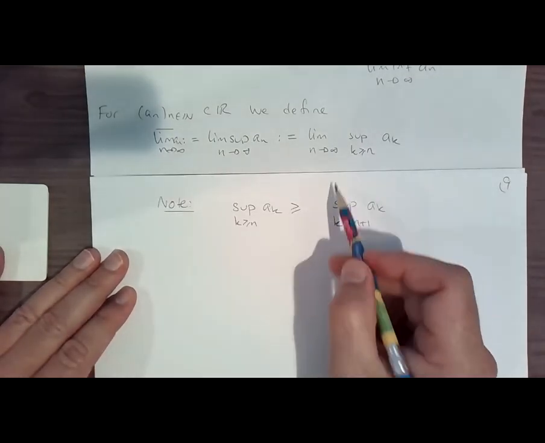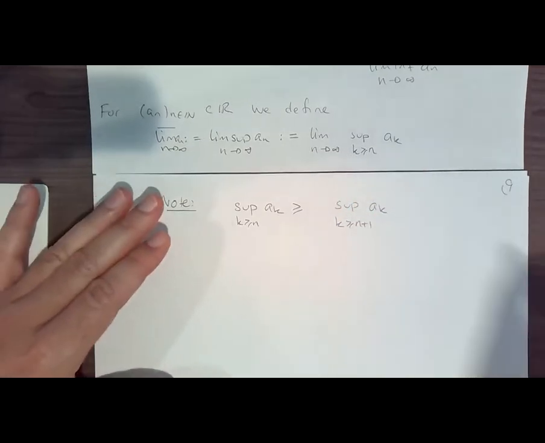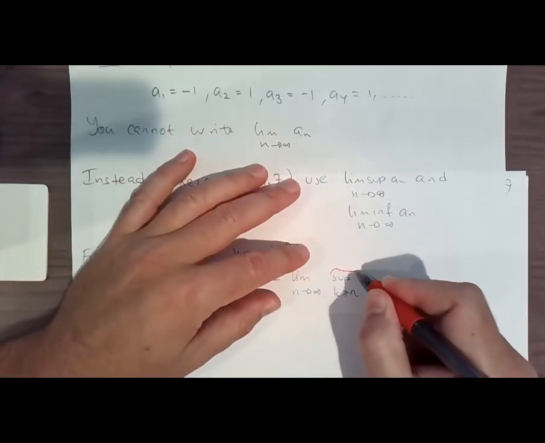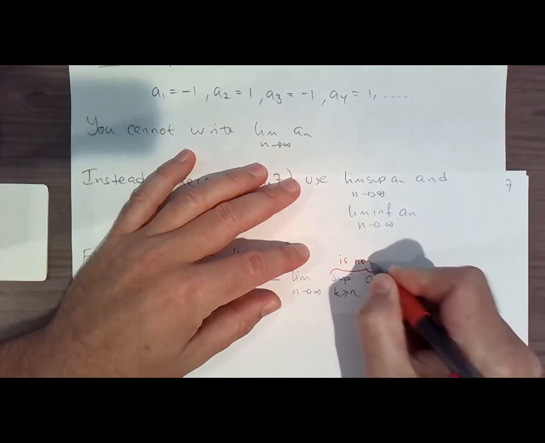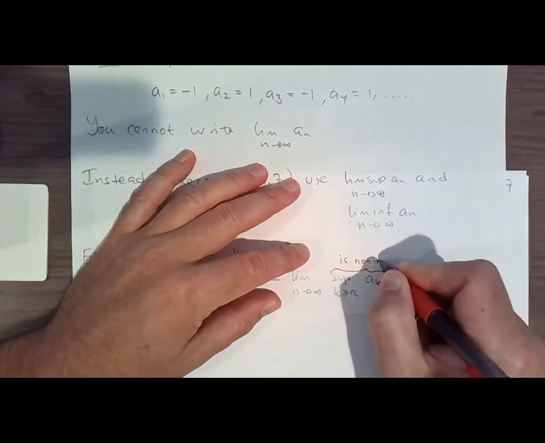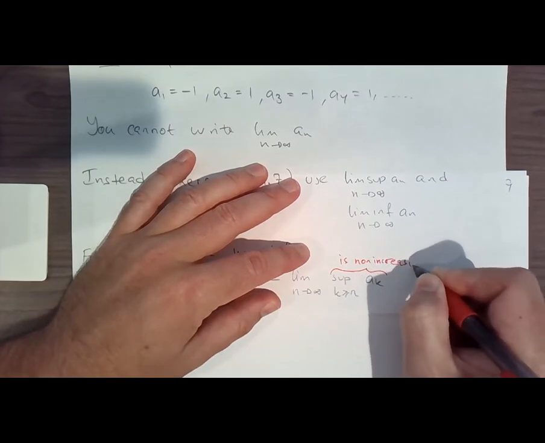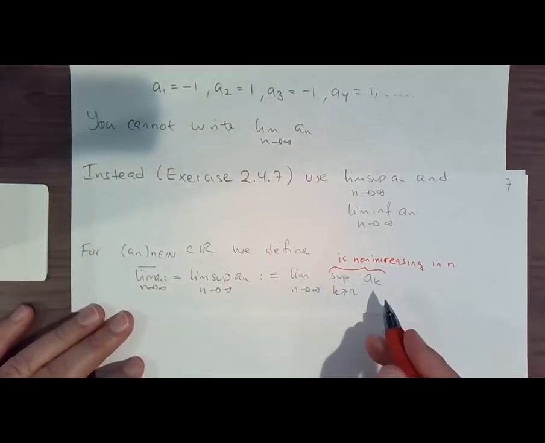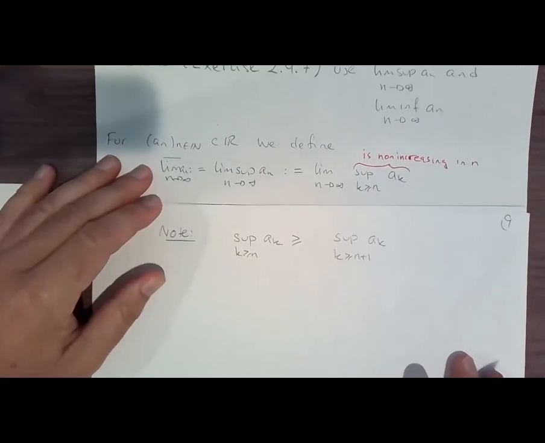So what that shows is that you have monotonicity. This is a non-increasing sequence. This quantity here, indexed by n, is non-increasing in n, and therefore it has a limit. We have monotonicity, so it has a limit.